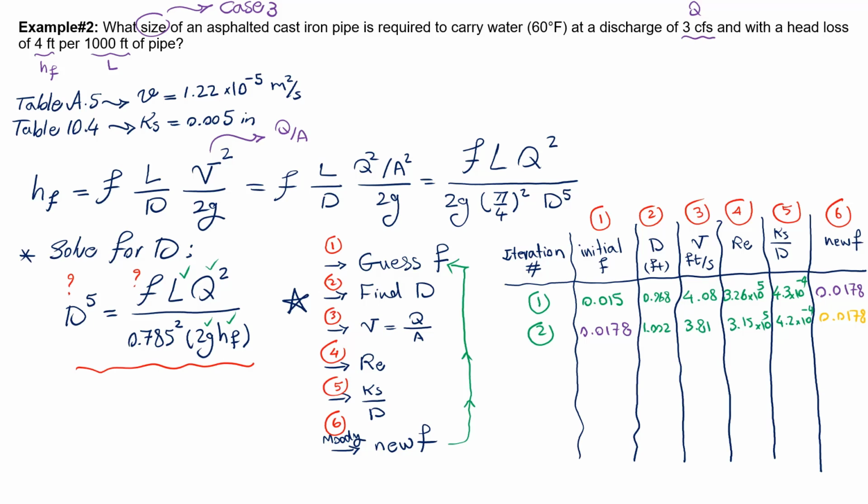Now, if you keep doing this, if it's not equal, you will put this over here and then calculate the rest. If it's not equal, you'll put it over here and do the same until they are equal. But since right now this value is equal to this value, I'm going to accept it and move forward with my calculations. So I'm going to say that the pipe that I'm going to design for is going to be 1.002 feet diameter.